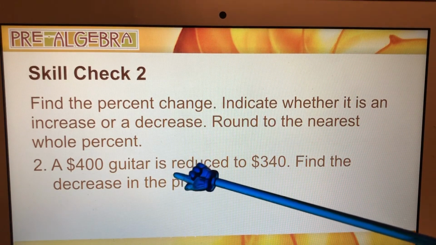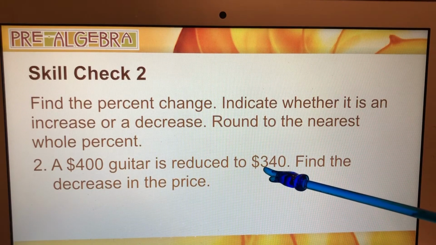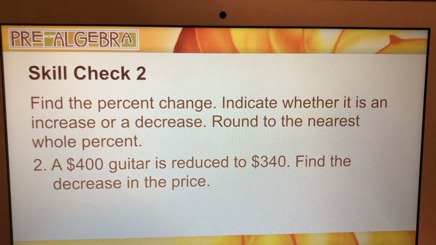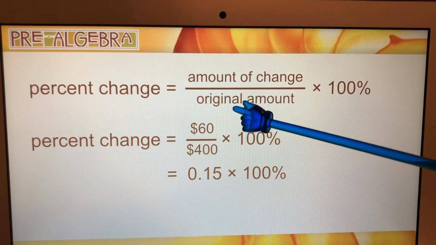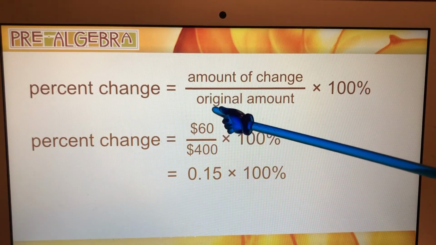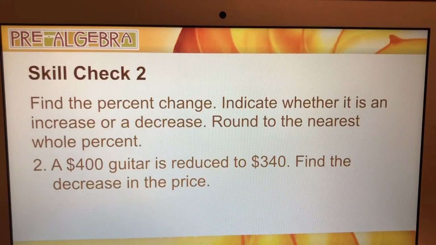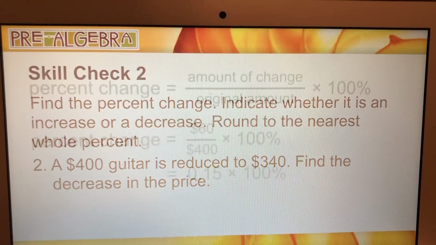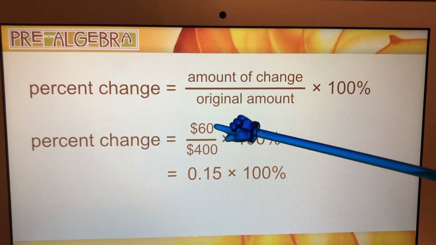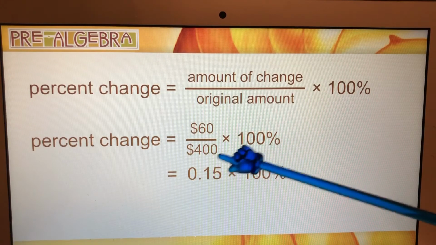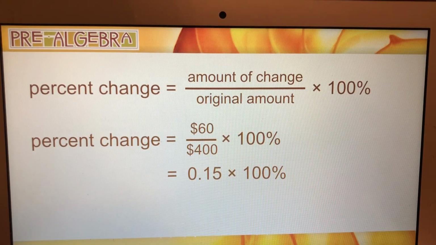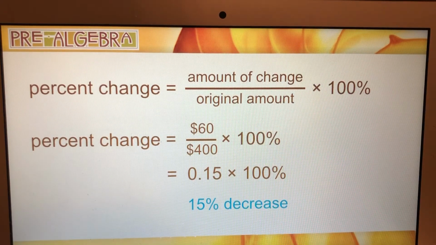All right, the next one here: a $400 guitar is reduced to $340. Find the percent decrease in the price. So again, I need to take a look at my formula. The percent change is the amount of change over the original amount times 100%. The amount of change was 60, because it went from $400 down to $340. So the difference between those two was $60, and I'm going to divide it by the original amount, $400. Then I multiply that by 100%. So 60 divided by 400 is going to be 0.15, times 100. And that's going to give me a 15% decrease, because we're going down from $400 to $340.